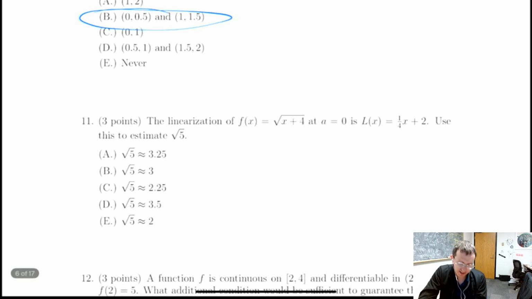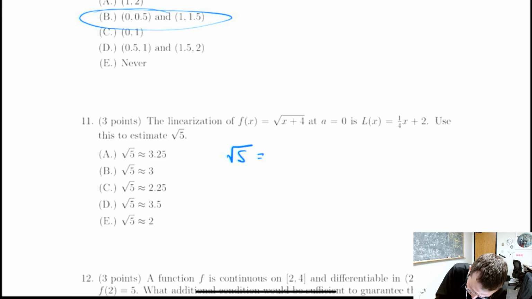Oh, this is nice. It's a linearization problem, but you don't even have to compute the linearization. It was given to you. You just have to figure out what to plug in. So the point is, what number do I need to plug in to the function to get the square root of 5?